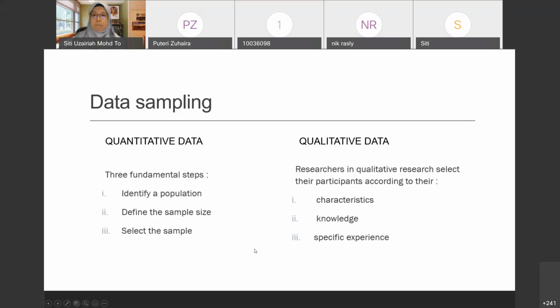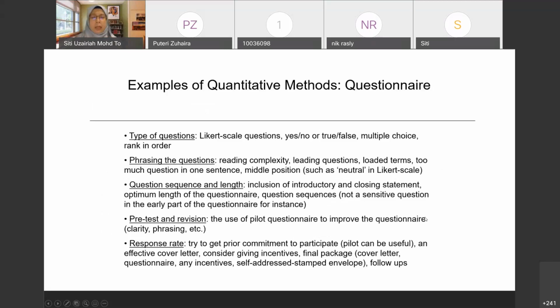Okay, I'm just going to give you some examples, after sampling, of analysis. This is an example of a quantitative method of data collection: the questionnaire. So what type of question? You can have Likert scale questions, either 3-point, 5-point, or 7-point scale. Maybe agree, neutral, disagree, or satisfied, not sure, and dissatisfied. Or you can go up to a 7-point Likert scale: a bit agree, most agree, for example. So that is called Likert scale.